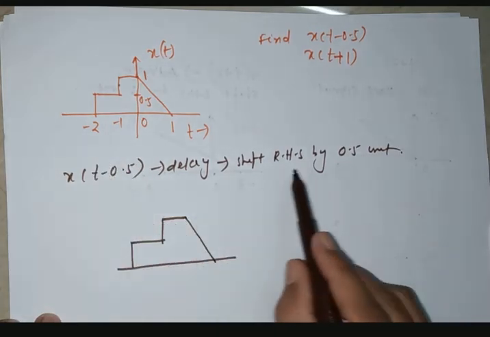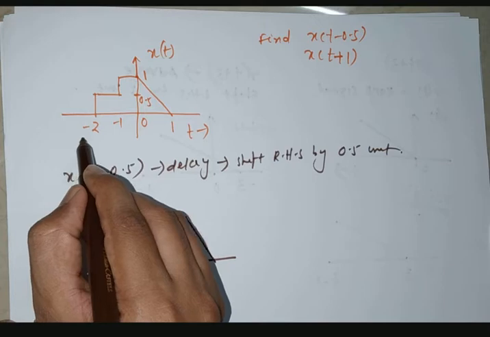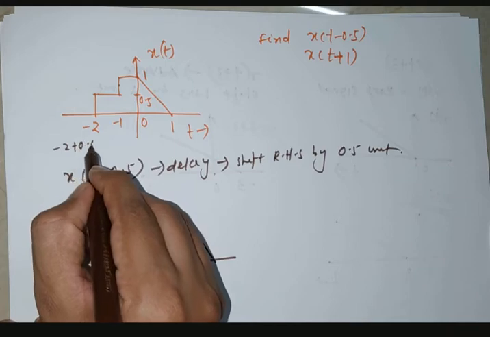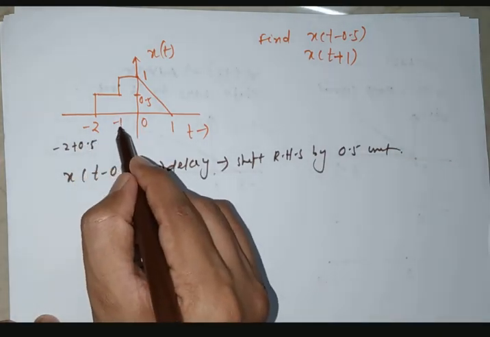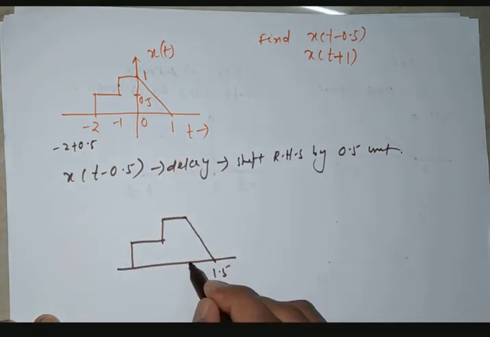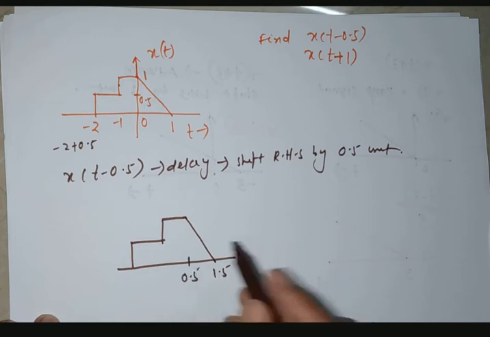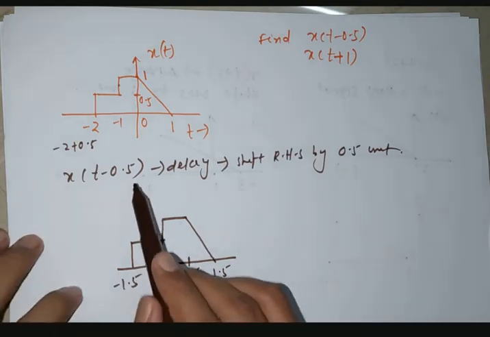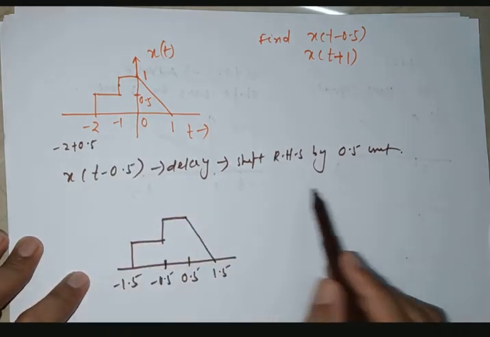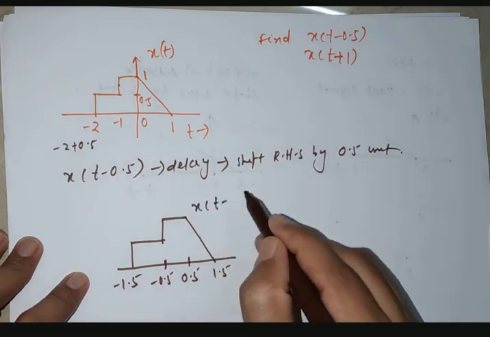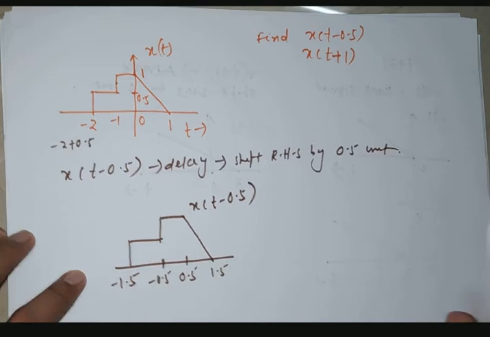Okay, now it will shift right hand side, means now it is minus 2. What is the limit? Minus 2 plus 0.5. Yes or not? Similarly here it is minus 1 plus 0.5. Here 0 plus 0.5, 1 plus 0.5. Yes or not? Means it is 1.5. This is your 0.5. This is minus 0.5. This is minus 1.5. Simple, add 0.5 to the time parameter because it is shifting right hand side by 0.5 unit. So this is your x of t minus 0.5.